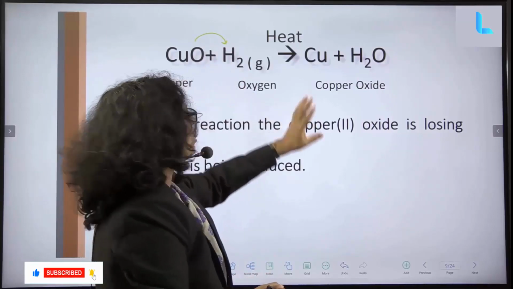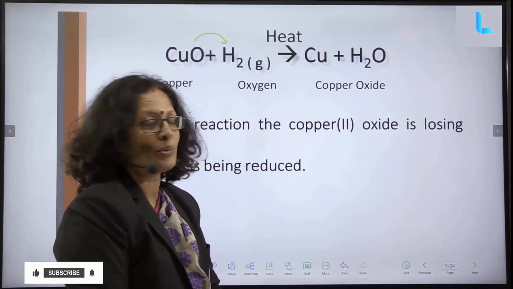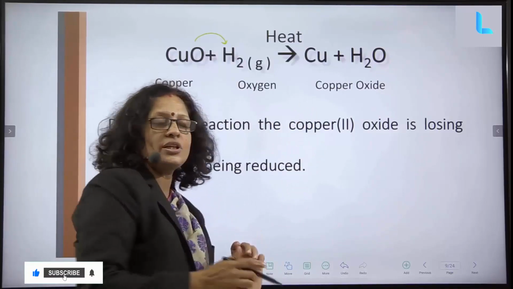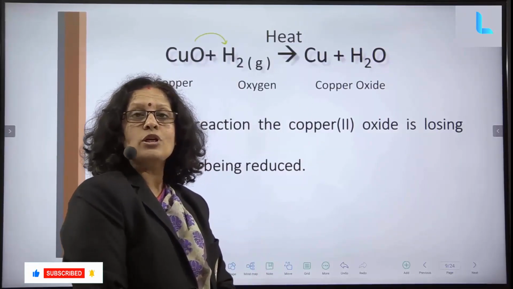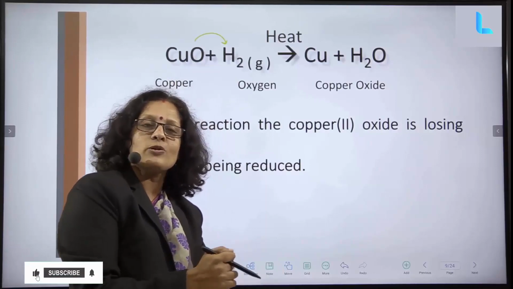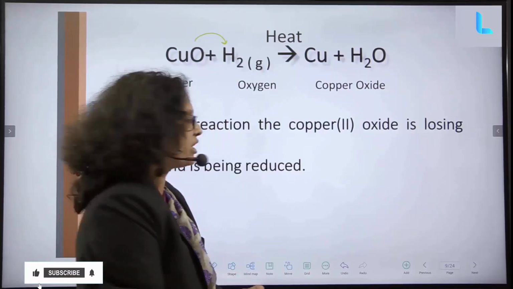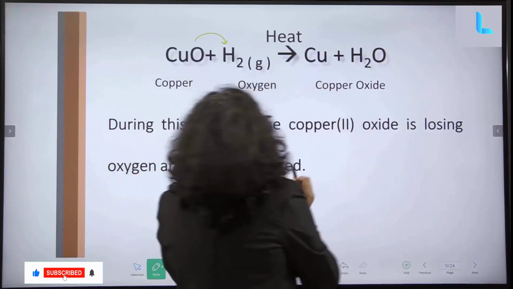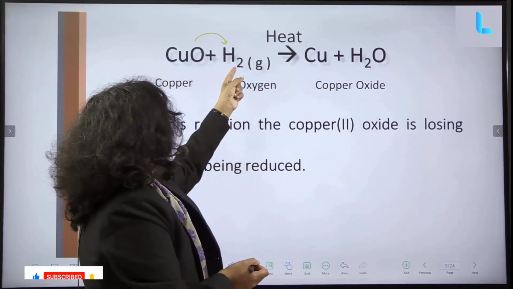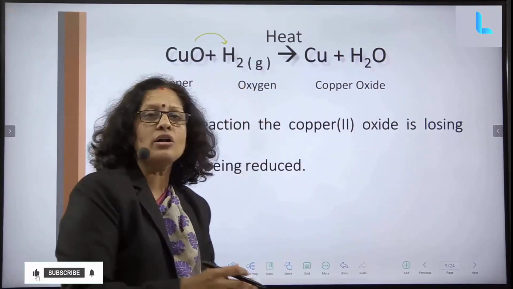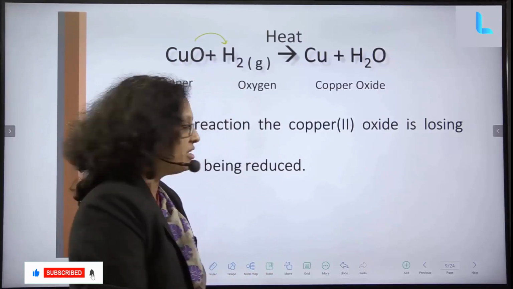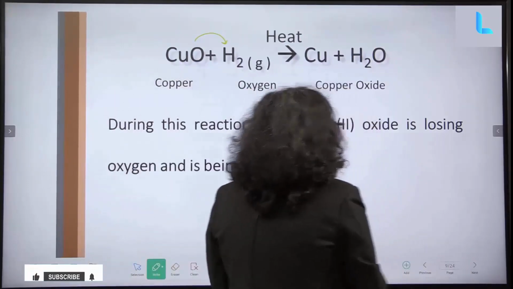So hydrogen can form H2O and copper is separating. Loss of oxygen is reduction and gain of oxygen is oxidation. Remember clearly. Then we have another thing, addition of hydrogen or loss of hydrogen. Now that also we will discuss.